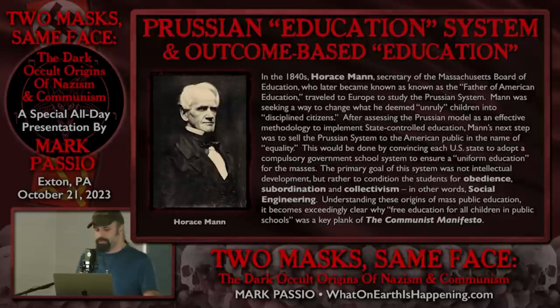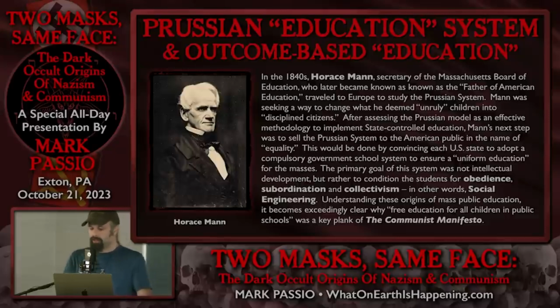In the 1840s, Horace Mann, the secretary of the Massachusetts Board of Education, who later became known as the father of American education, traveled to Europe to study the Prussian system. Mann was seeking a way to change what he deemed unruly children into, quote, disciplined citizens, more like obedient citizens. After assessing the Prussian model as an effective methodology to implement state-controlled education, Mann's next step was to sell the Prussian system to the American public in the name of equality.